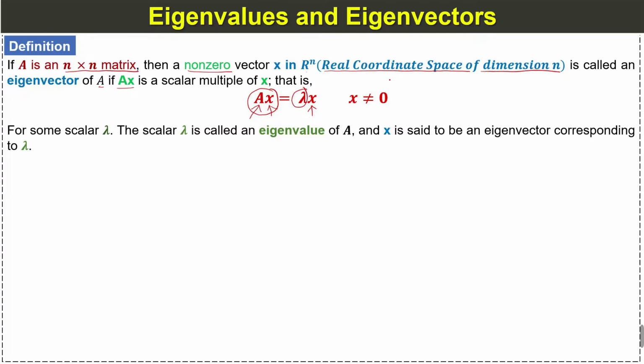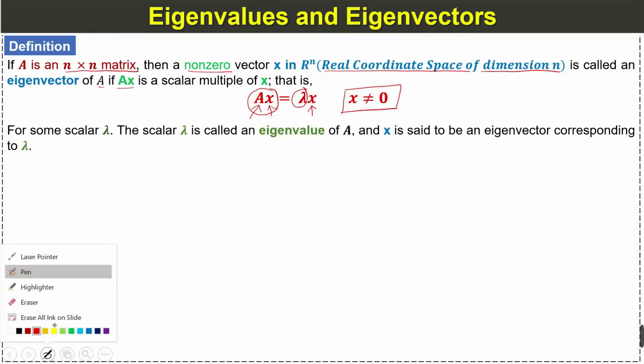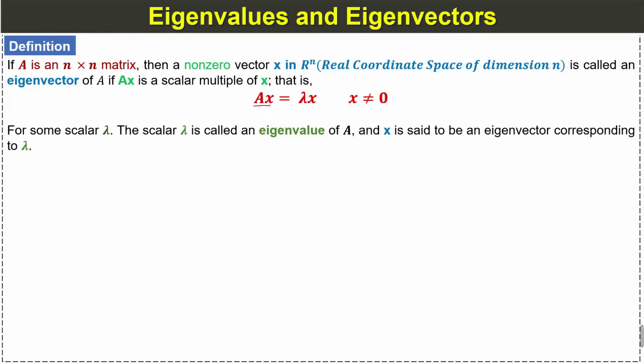Here we have the condition that the vector x cannot be equal to 0. The product of the matrix A with the vector x is again the vector x with a scalar multiple. So for some scalar lambda, the scalar lambda is called an eigenvalue of the matrix A, and x is said to be an eigenvector corresponding to the eigenvalue lambda.